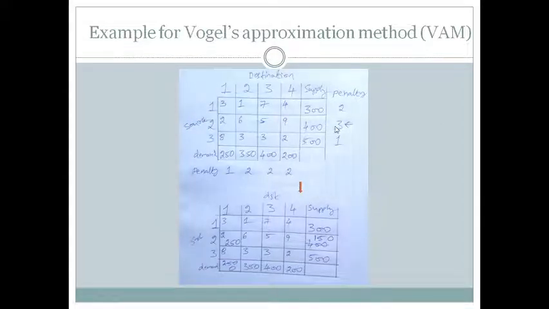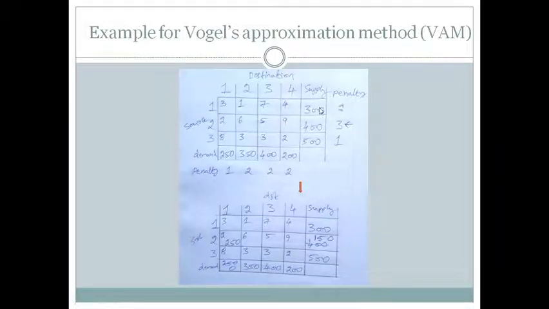So how is this penalty determined? I have taken the same problem that we used for the first two methods. One extra parameter is added, the penalty. The penalty is found for both rows and columns, so you need to add one extra column and row just next to the supply and demand.